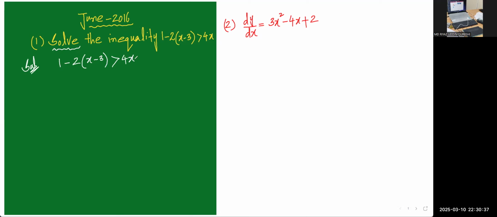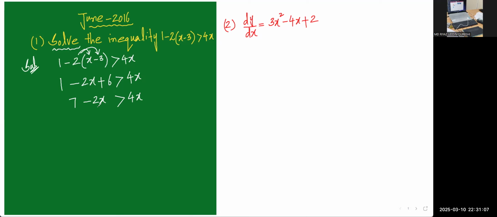We multiply these two with this as well as with this. So what happened? 1 minus 2x, minus into minus becomes plus, 2 threes are 6, is greater than 4x. 6 plus 1 becomes 7. 7 minus 2x is greater than 4x.